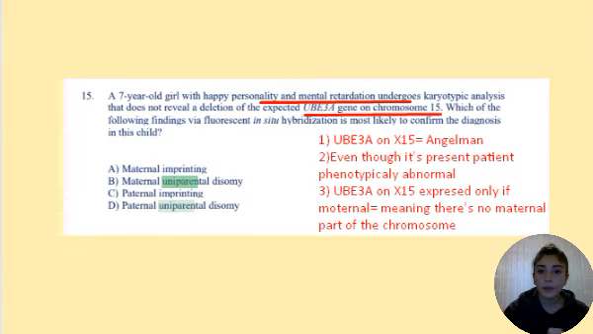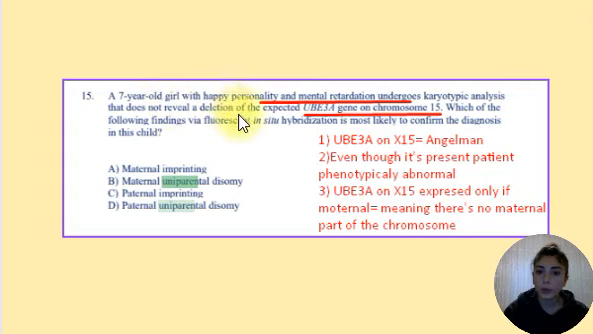Only from mother. So next question: a 7-year-old girl with a happy personality and mental retardation undergoes karyotype analysis that does not reveal a deletion of the expected UBE3A gene on chromosome 15. So UBE3A gene on chromosome 15 is Angelman syndrome, right? And also she has a happy personality and mental retardation. The question asks, which of the following findings via fluorescent in situ hybridization is most likely to confirm the diagnosis in this child, right? So we said that we don't have a deletion. So deletion is not the answer here, and we don't have it in our answer choices. So Angelman syndrome, not deletion, we automatically think about uniparental disomy, as I said before, right?